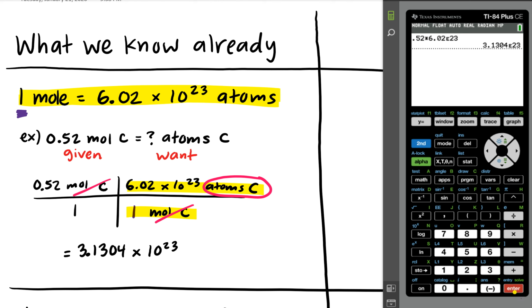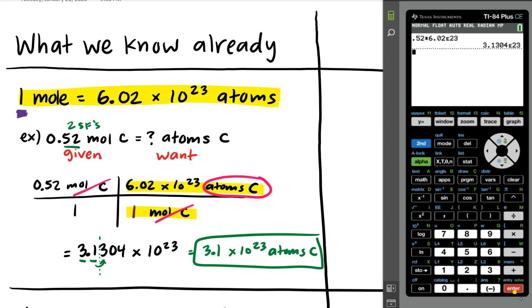One last thing, let's check for our sig figs. We have 2 sig figs in our given, so our answer is going to contain those 2 sig figs. So I keep 3, I keep the 1, and those are the 2 significant digits that I need to keep. That's where I'm going to draw my dividing line. After that dividing line, I check to see if I need to round up. I do not need to round up. So my final answer is 3.1 times 10 to the 23rd atoms of carbon.